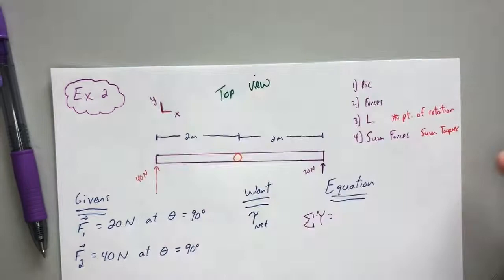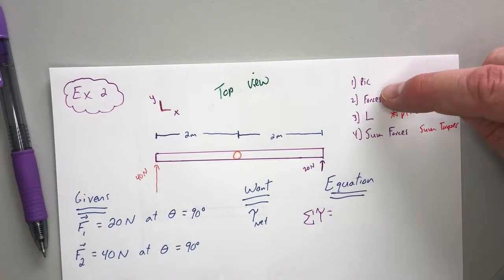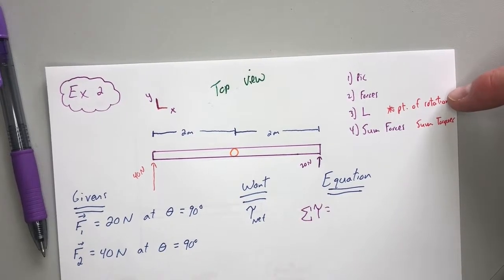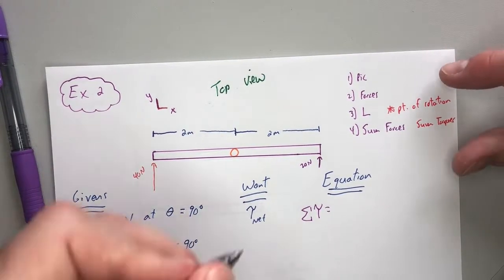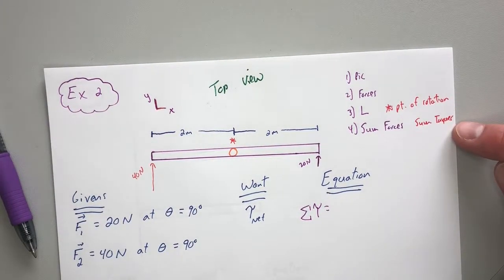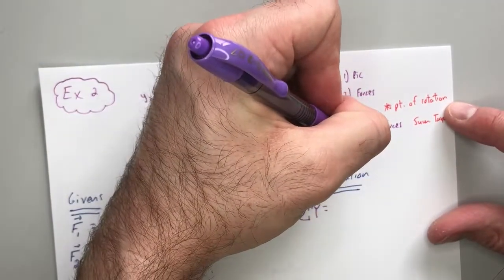But I'm putting the old stuff in purple. Draw a picture, label your forces, pick your coordinate system, sum your forces. There's just 2 little caveats here. You have to mark your point of rotation. So you put a little asterisk right next to where the point of rotation is, right there. And then you're going to sum your torques. And then the final step, solve.